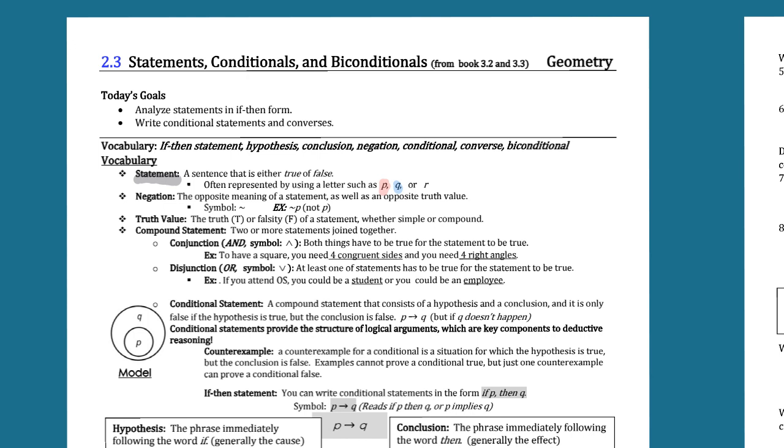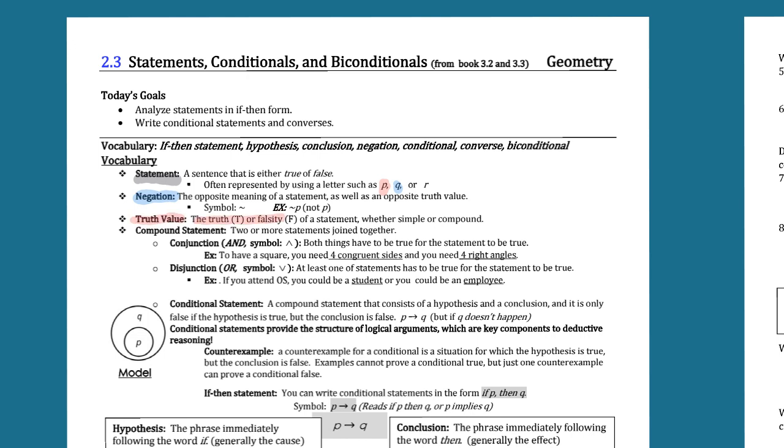And then negation has kind of like that swoopy thing in front of it. That means not, okay? The opposite of what you have said. So if you have a statement, then the swirly thing in front of it would be the opposite of that statement, and it would have the opposite truth value. Truth value represents if something's true or false.